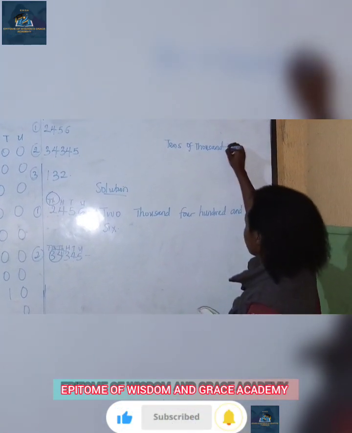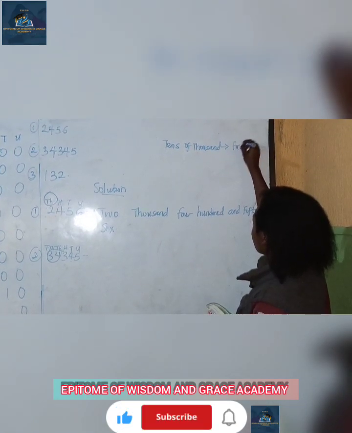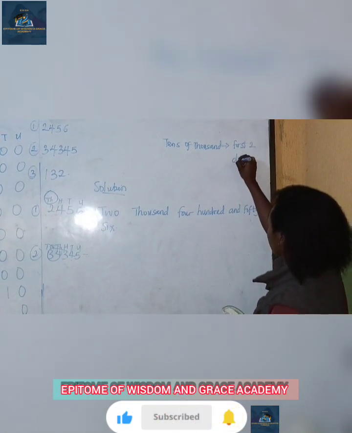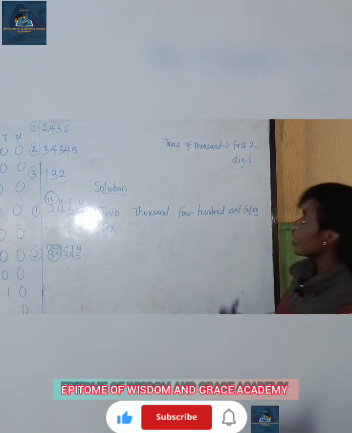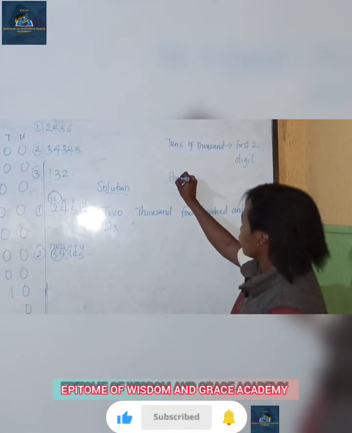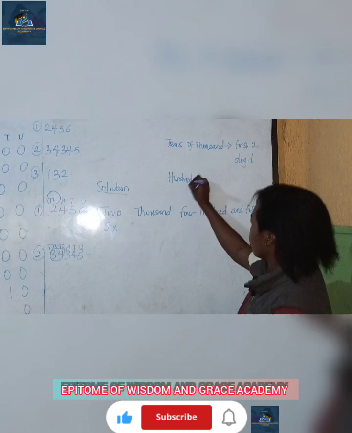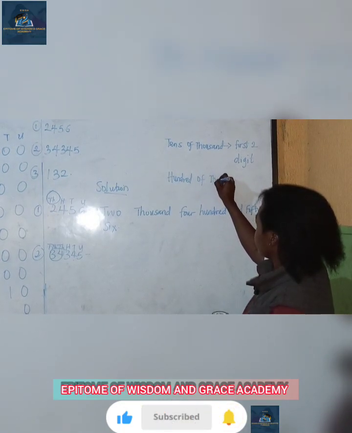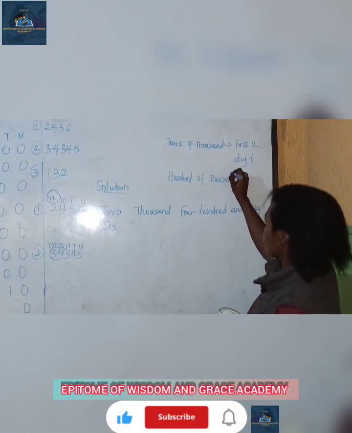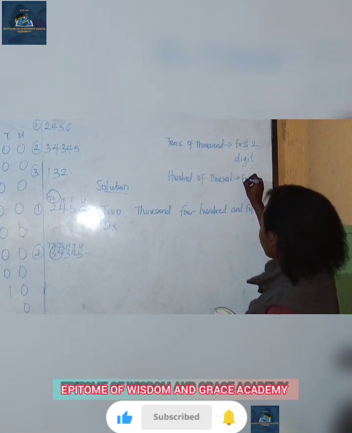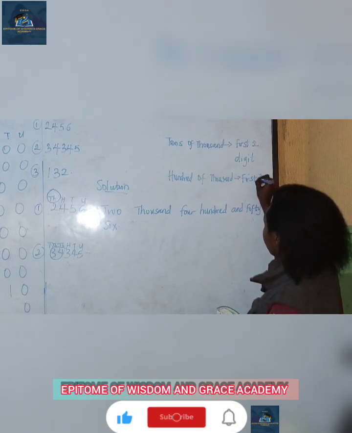First two digits. I believe this. Okay. Now when you hear hundred of thousand, you have to pick the first three digits.